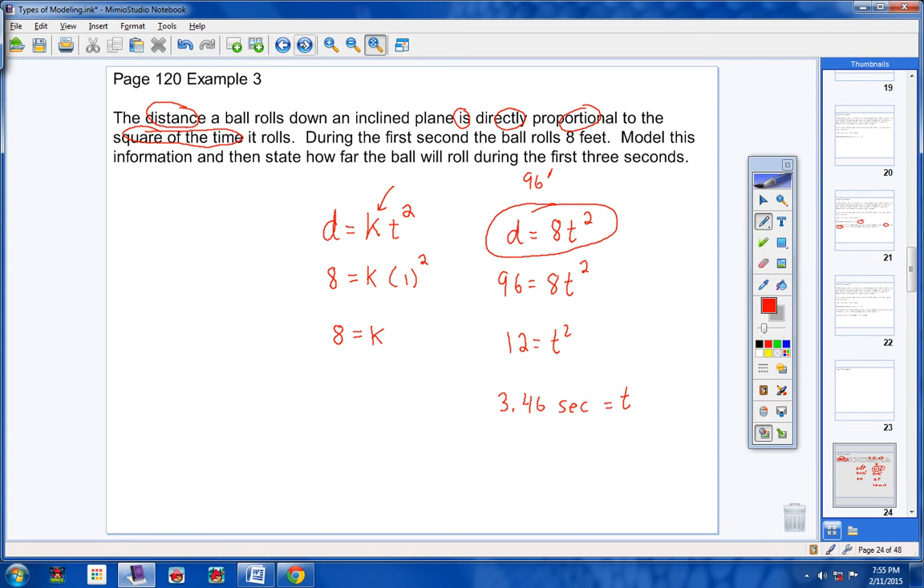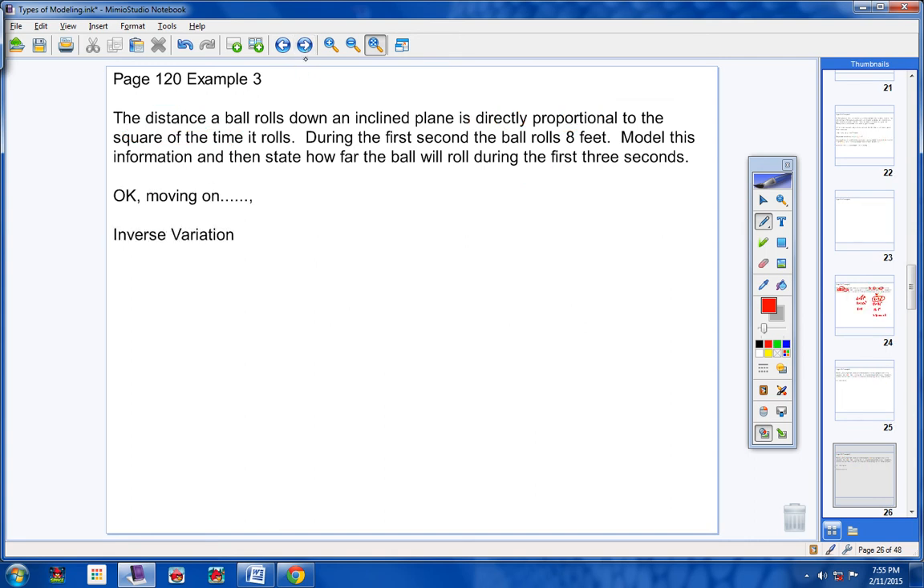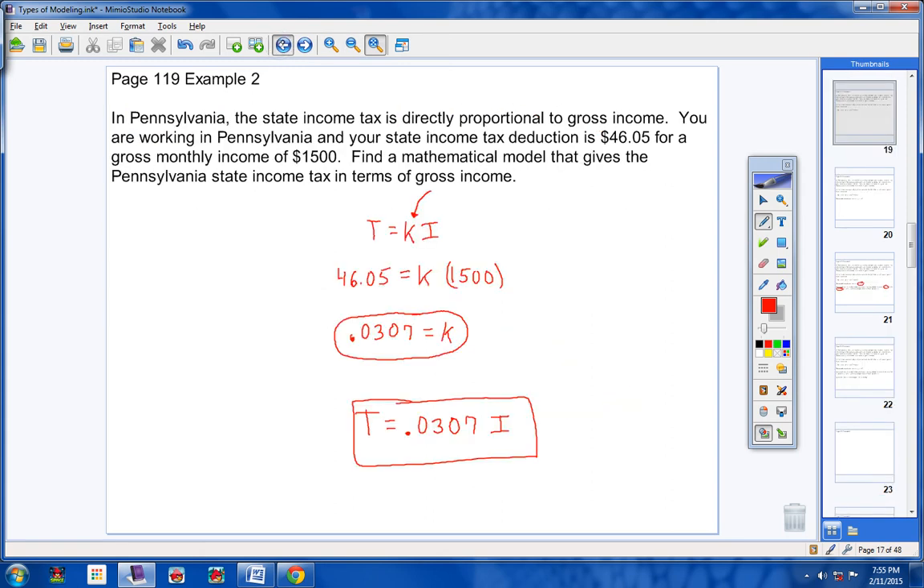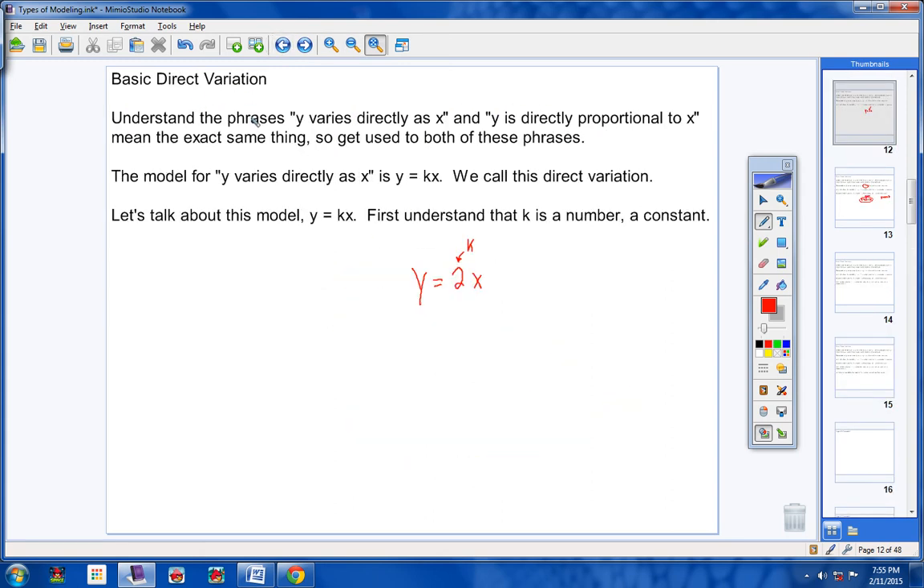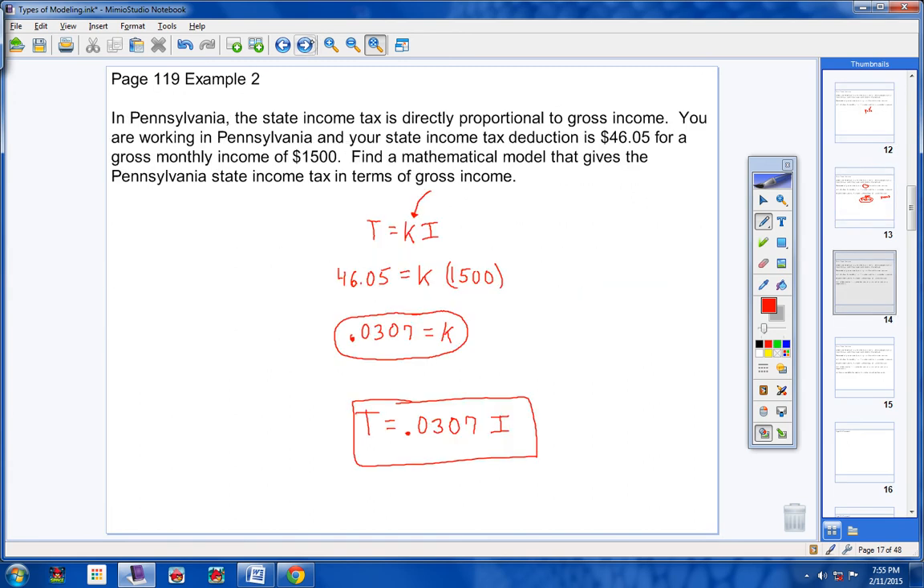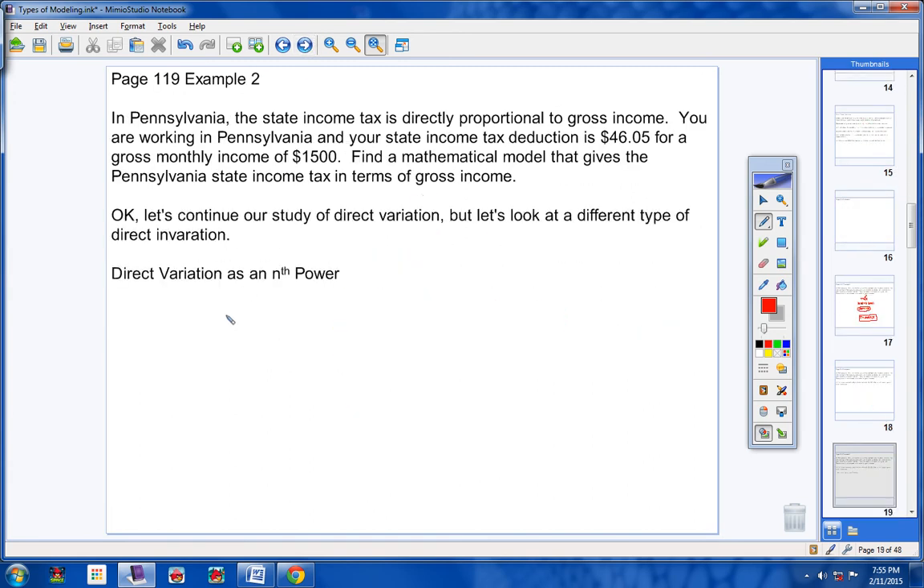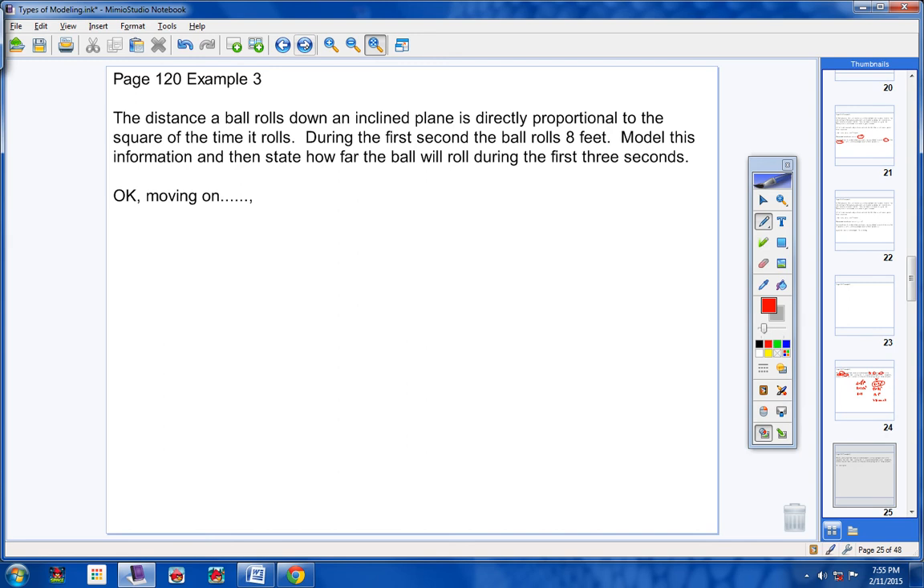Alright, let's continue on. Now, there's also another type we're going to look at. Well, let's review real quick so there's no confusion, okay? So far we've looked at something called basic direct variation, okay? Then next we looked at direct variation when you have a power, okay? So direct variation as an nth power. And now we're going to take a look at inverse variation, okay? So please make note of that, inverse variation.